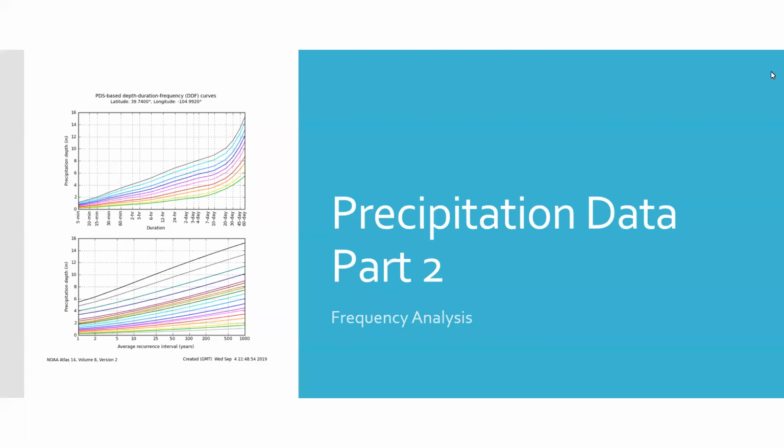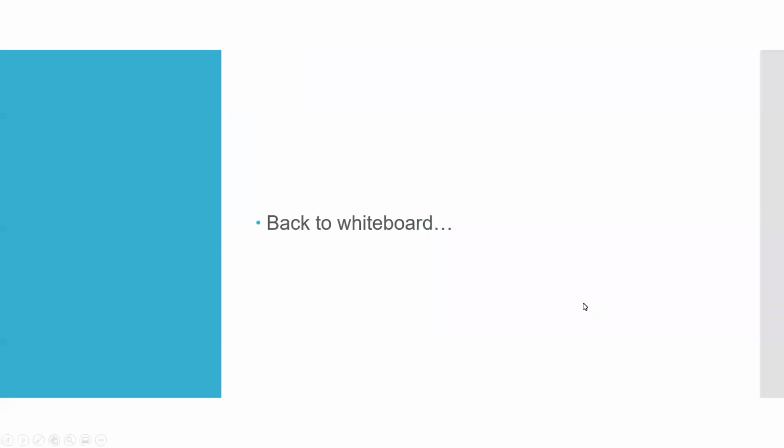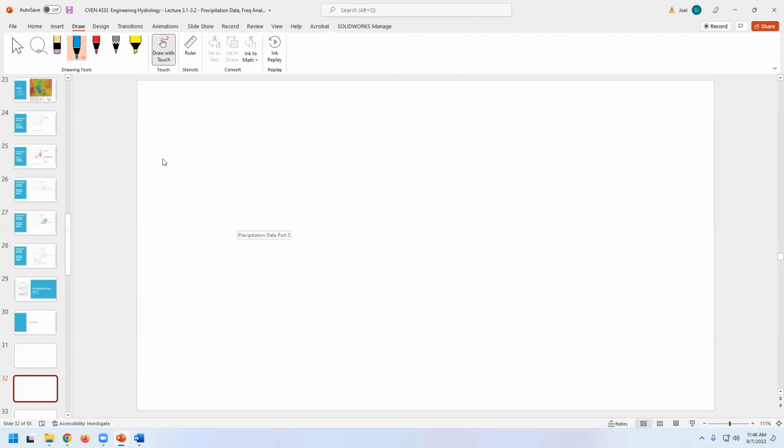For the next part of this lecture, we're going to talk about data analysis, frequency analysis with precipitation data. And we'll talk about some data sources and information we can get from the government that we use for design. So precipitation frequency analysis. We're going to use these drawing tools here to do that.